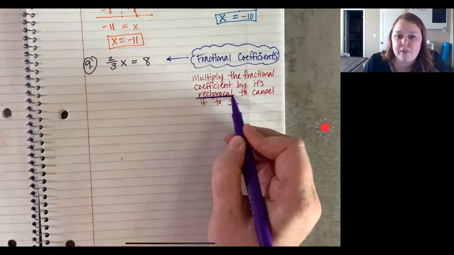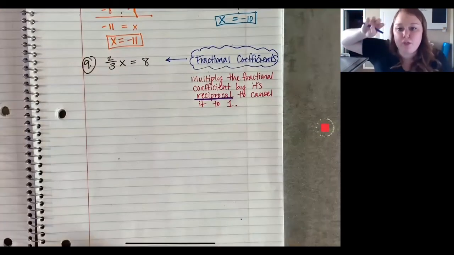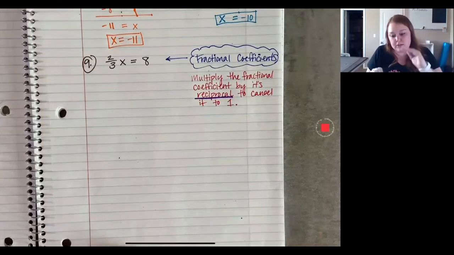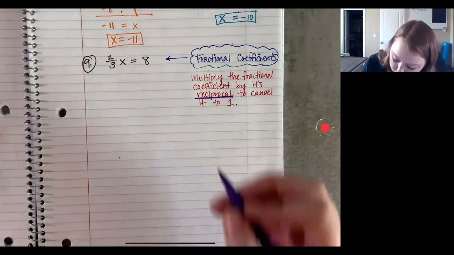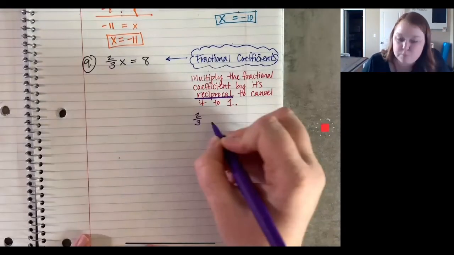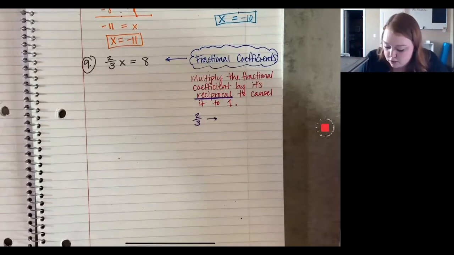So let's talk about that. Reciprocal means you flip it. Numerator becomes denominator, denominator becomes numerator. So if I have 2/3, what's the reciprocal of 2/3? Literally just flip it. 3/2.